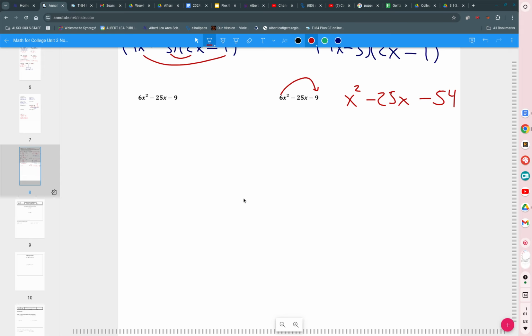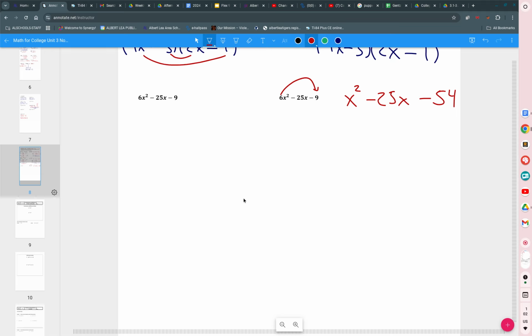You start to see the risk of using the AC method. What can happen to the last number? It could get really, really big. 54 isn't even that bad. On your assignment, you might come up with some examples where that last number could be in the hundreds. And it's all of a sudden a little bit more challenging.